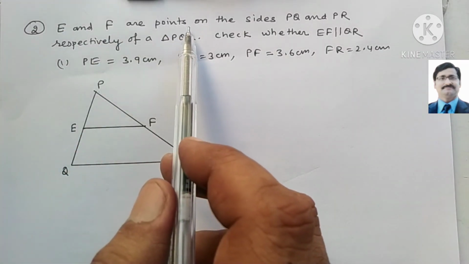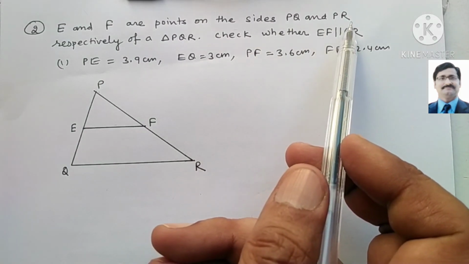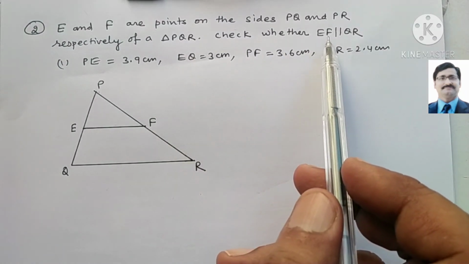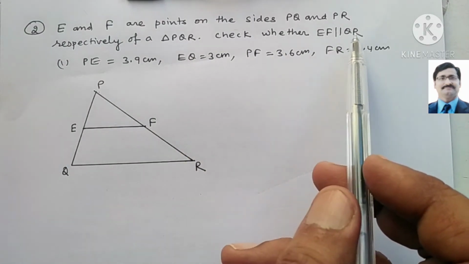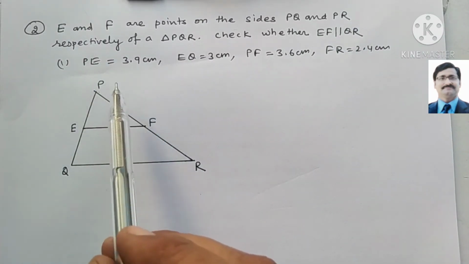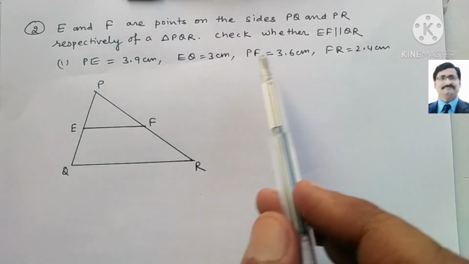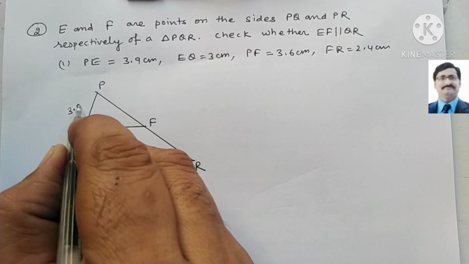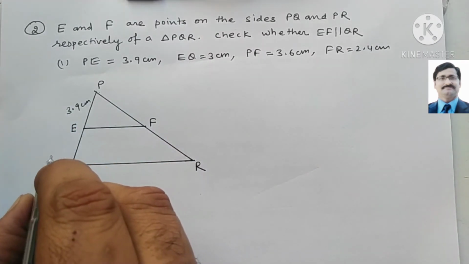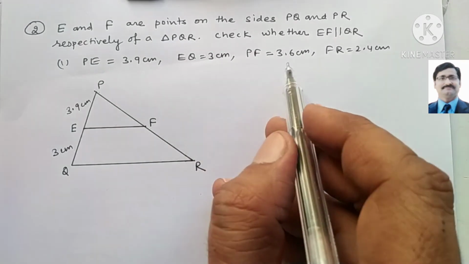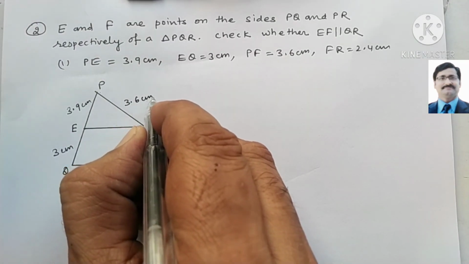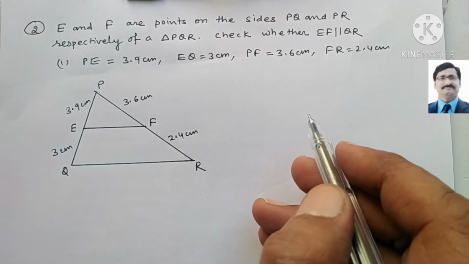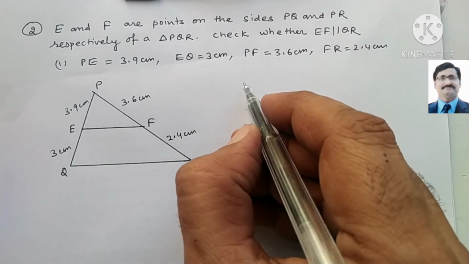E and F are points on the sides PQ and PR respectively of a triangle PQR. Check whether EF is parallel to QR or not. Okay, this we have to check. Now E and F are points on side PQ and PR, and here PE is 3.9 centimeter, EQ is here 3 centimeter, PF is 3.6 centimeter, FR is 2.4 centimeter.